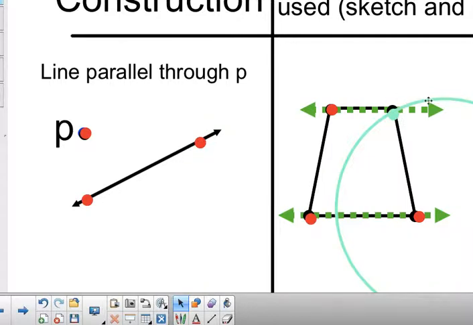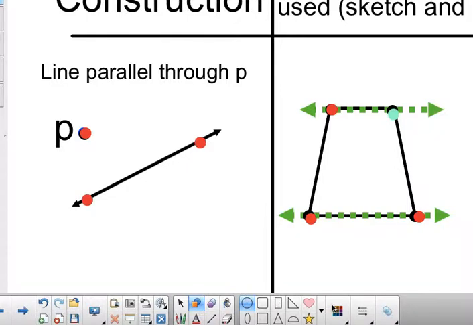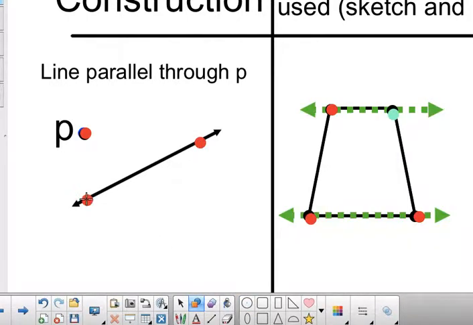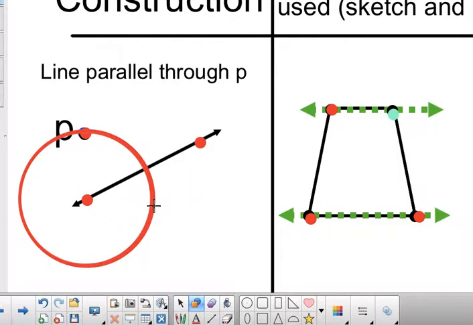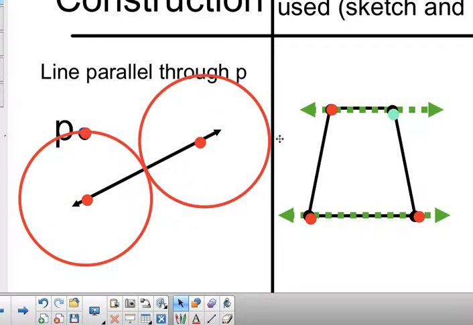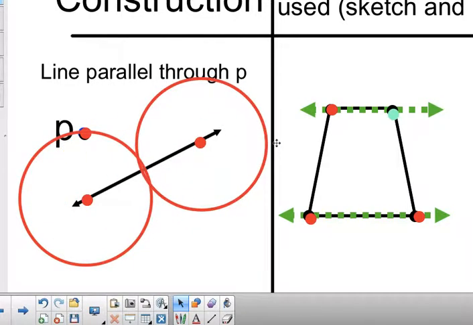So if I want to fix this new teal point over here, I have to use the same distances as I used from P. So let's go line color red. Okay. So in other words, this distance that I have from my leftmost point, and this is if I was using a compass, so I'd actually need a circle. I'm going to take the same distance, but I'm going to center it over here.